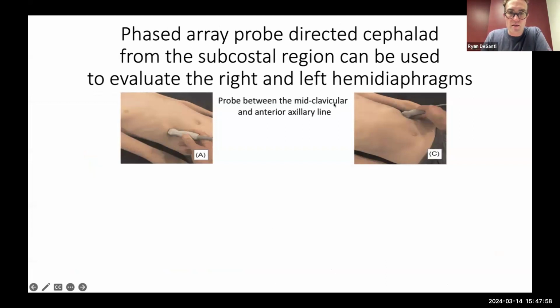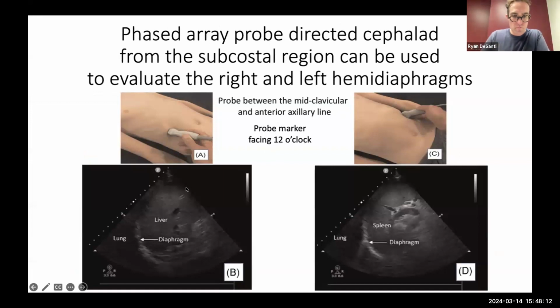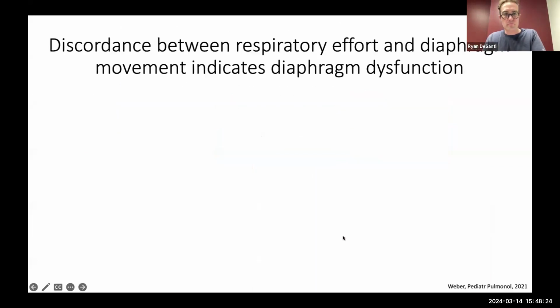Somewhere between the mid-axillary and anterior axillary line on the right side, anterior and mid-axillary lines on the left, with the ultrasound probe marker facing towards the patient's head, or 12 o'clock. We should get an image which looks like this. On the right side, we'll have the liver, then the diaphragm, and then the lung. On the left side, the spleen, diaphragm, and lung. And then we can visually look at discordance between the movement of the diaphragm with respiratory effort. And this would demonstrate diaphragm dysfunction.